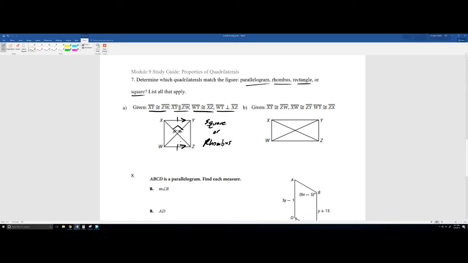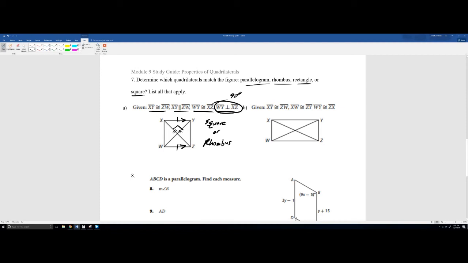It's a square or a rhombus because, again, of this reason. This refines our search quite a bit, because that means our diagonals are cut at 90 degrees. The only two shapes that do that are the rhombus or square.